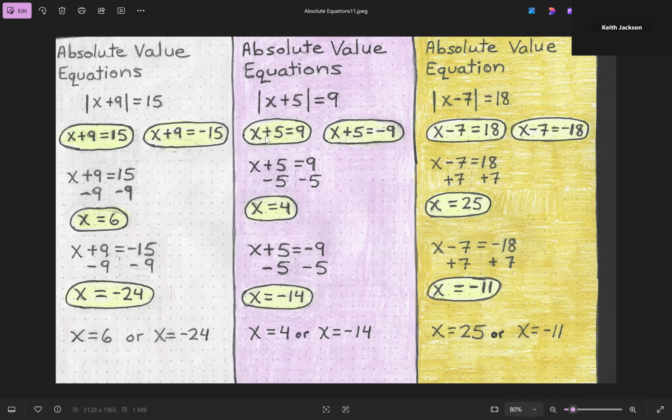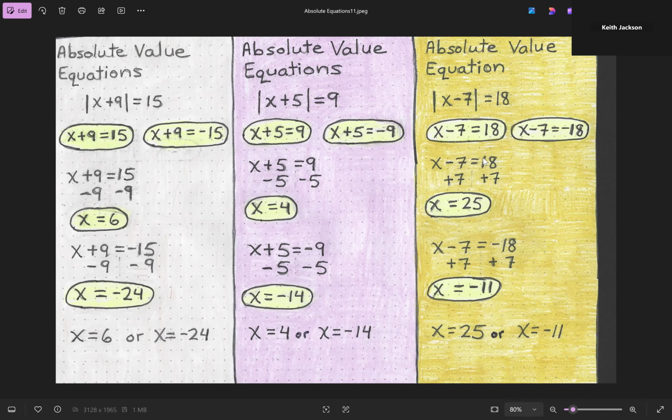Working them out right here, let's work out the first equation in which we have x plus 5 is equal to 9, subtracting 5 from both sides. X will be equal to 4, while x plus 5 is equal to a negative 9, subtracting 5 from both sides again, and x will be equal to a negative 14. And if we plug these two possibilities in, we will get 9 as our answer. Again, x is equal to 4, or x is equal to a negative 14.